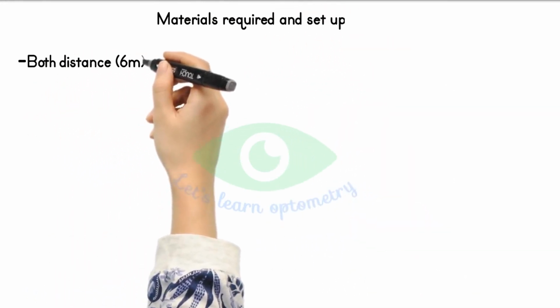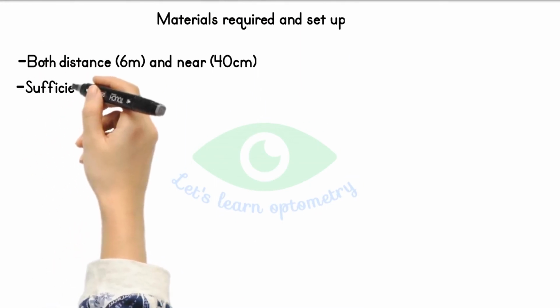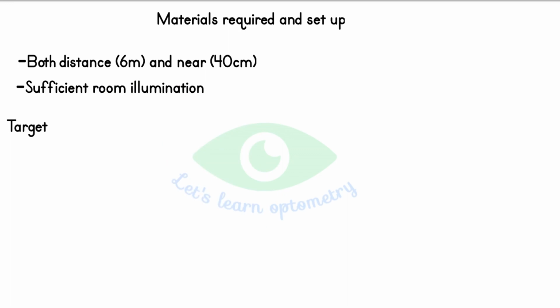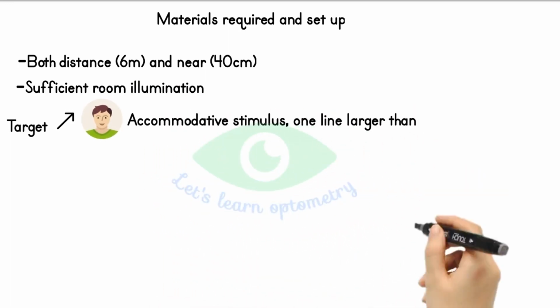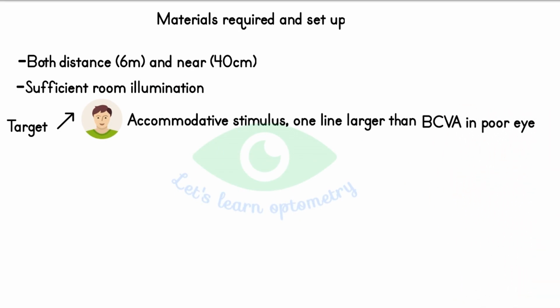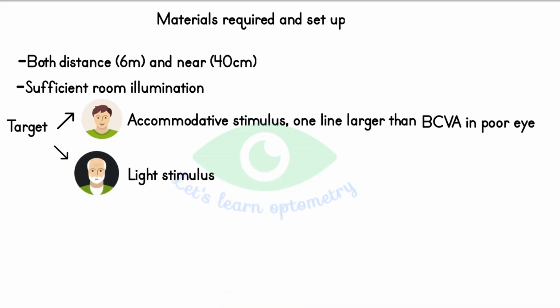Materials required and setup. We do cover test at both distance and the near. The room illumination must be sufficient to allow the examiner to observe the patient's eye movement. Target: for young patients, we use an accommodative target, usually an isolated letter which is one line larger than the patient's BCVA in the poorer eye. For older patients, we use light stimulus. We also use light stimulus if the vision is very poor in the patient.